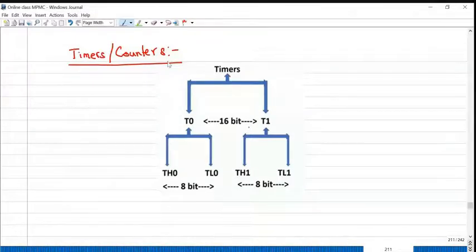Timers and counters in the 8051 microcontroller. To generate the time delay as well as to count external events, there are two timer registers available: timer 0 and timer 1. Both are 16-bit registers, and T0 and T1 are each divided into two 8-bit registers: lower byte T0, higher byte T0, lower byte timer 1, higher byte timer 1.